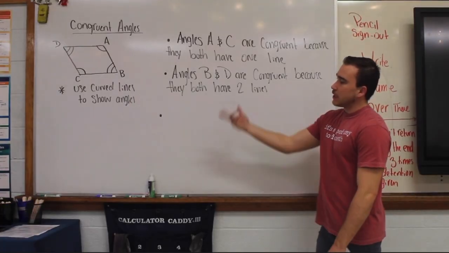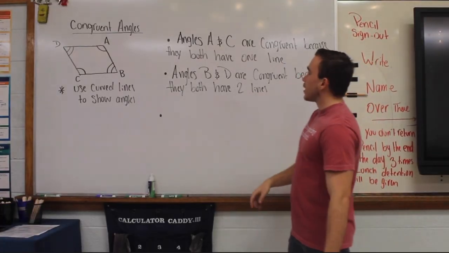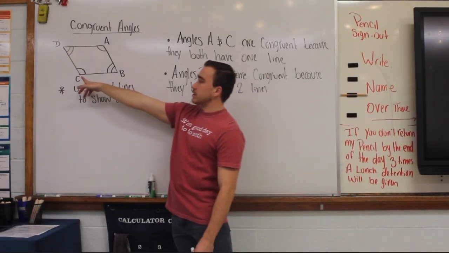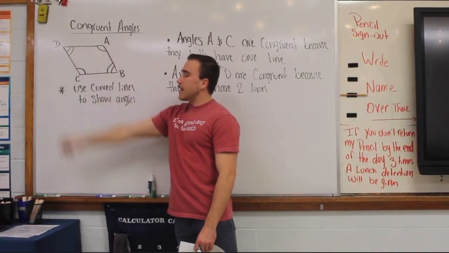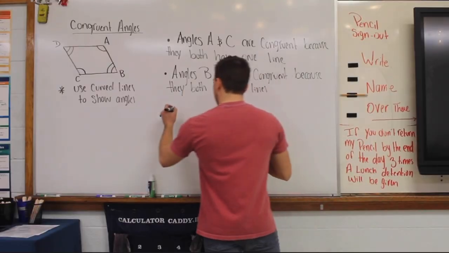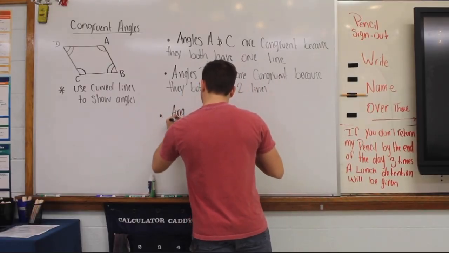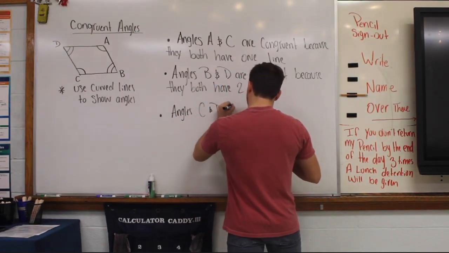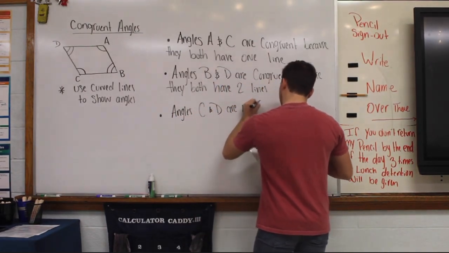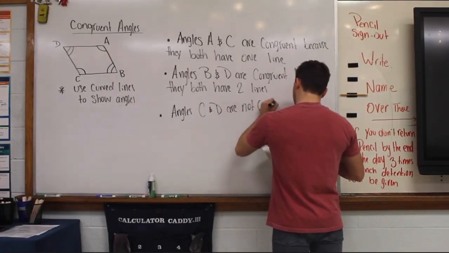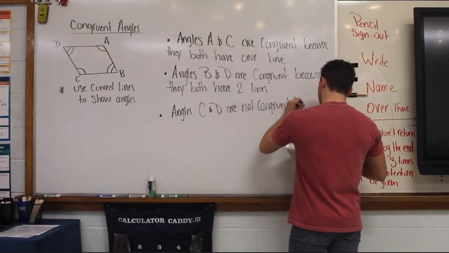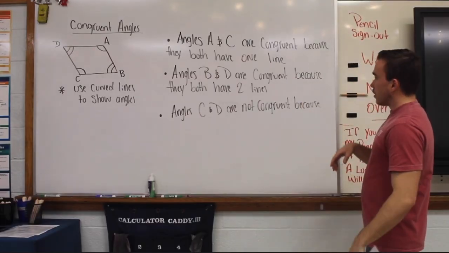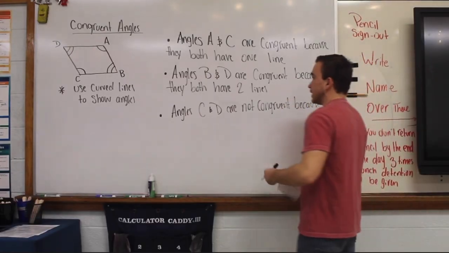Alright, and just like the sides, when we talked about the sides, we can say angles D and C are not congruent because angle C has one line, angle D has two. So angles C and D are not congruent because angle C has one line, angle D has two lines.